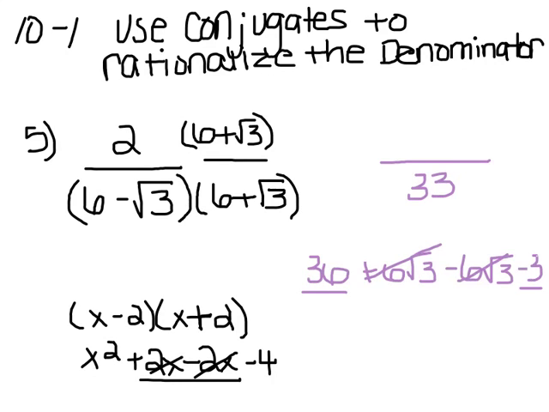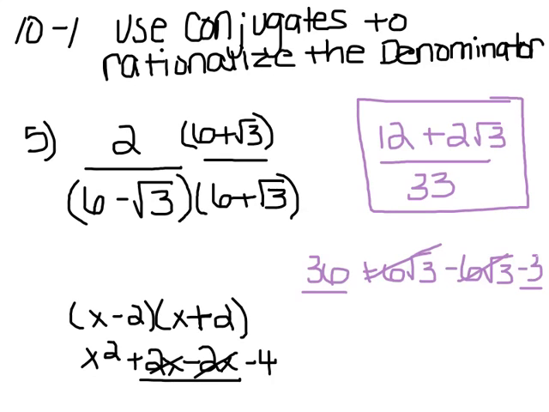So 2 times 6 is 12. 2 times radical 3 is 2 radical 3. We would then see if we could factor and simplify. Since 12, 2, and 33 are not all divisible by the same number, this is our final answer: 12 plus 2 radical 3 over 33.